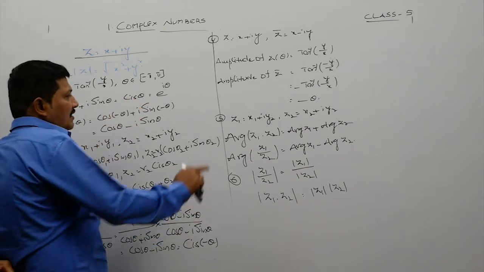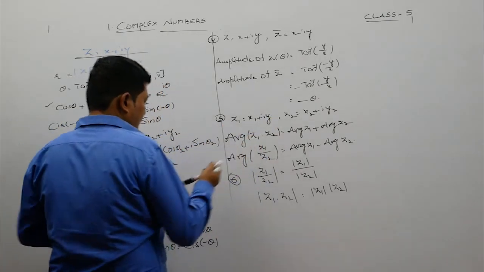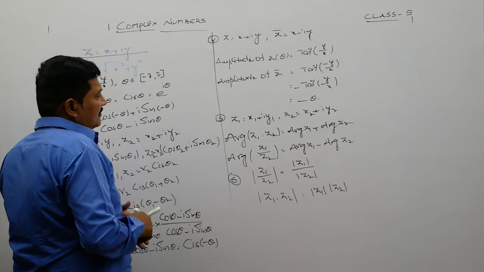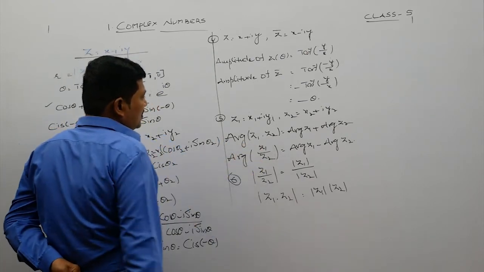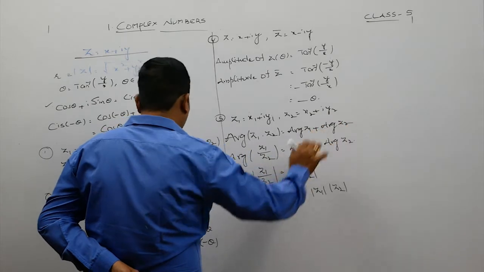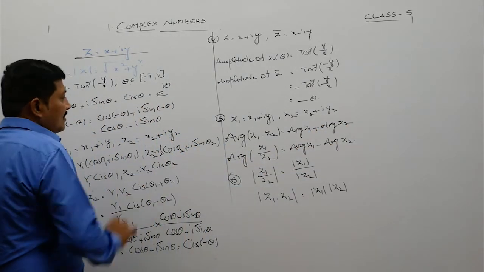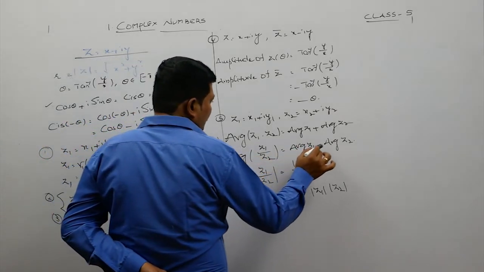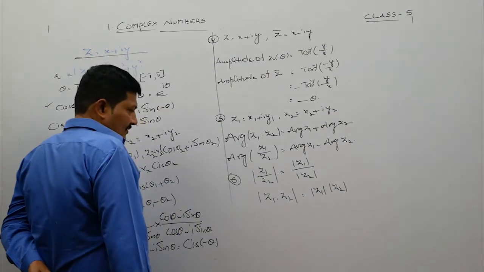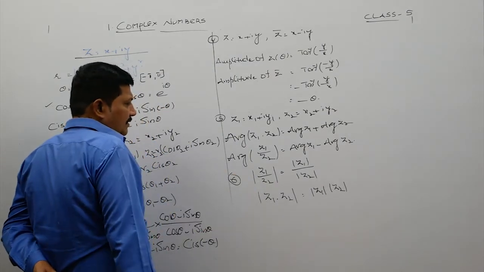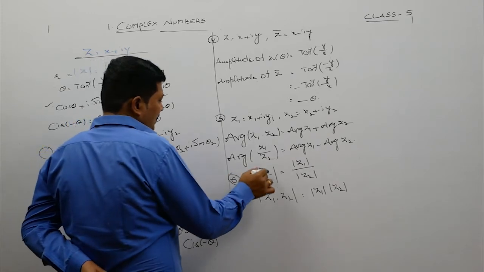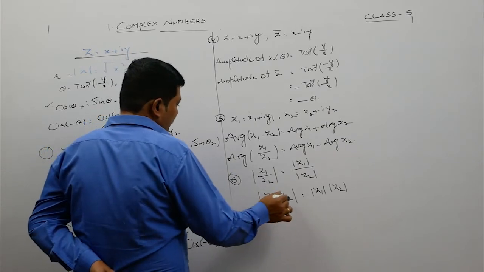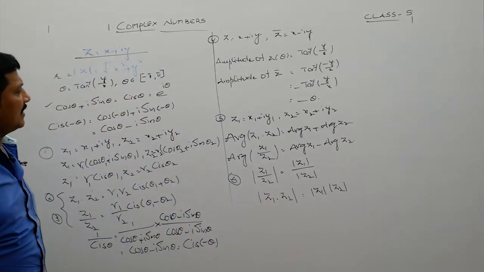Next comes here z1 = x1 + iy1 and z2 = x2 + iy2. Then argument of z1 into z2 is equal to argument of z1 plus argument of z2, much similar to this one. Again, argument of z1 by z2 is equal to argument of z1 minus argument of z2. And yesterday we already got the modulus: mod of z1 by z2 is equal to mod z1 by mod z2, and mod z1 into z2 is equal to mod z1 into mod z2.